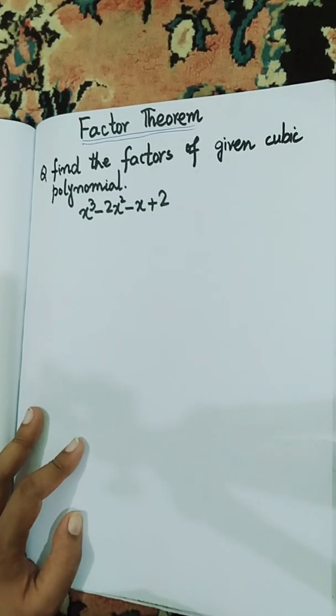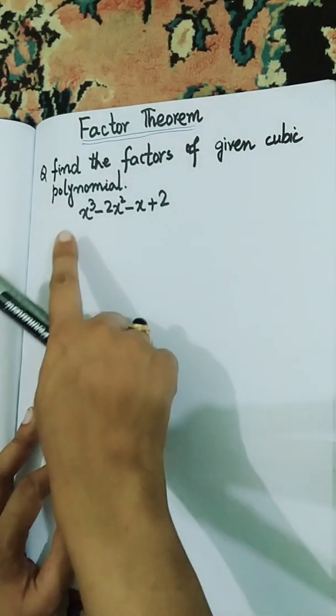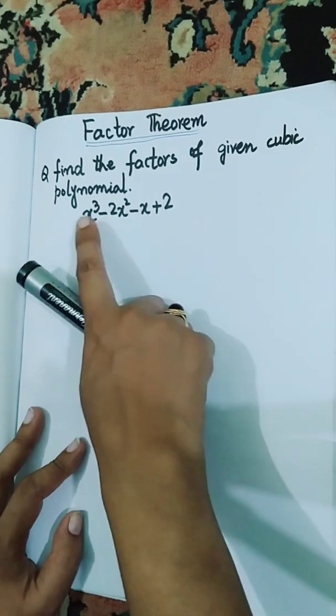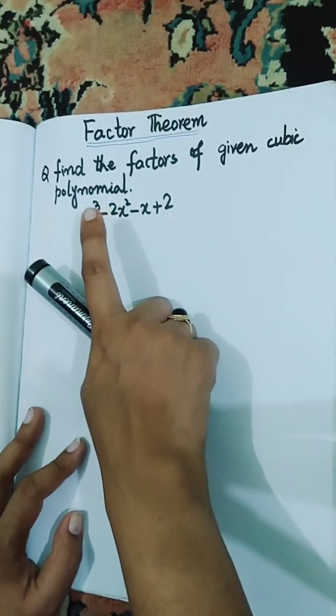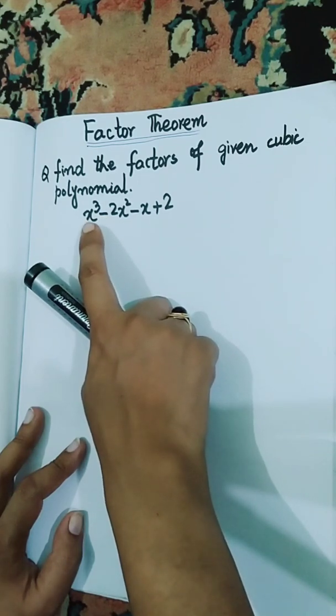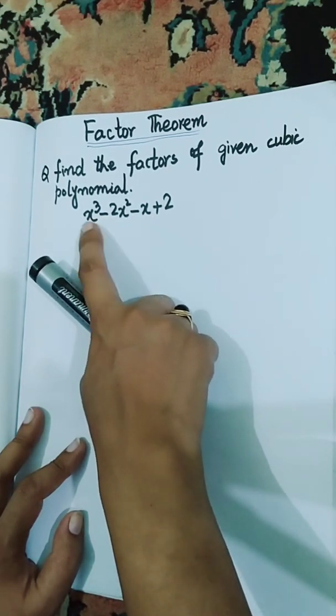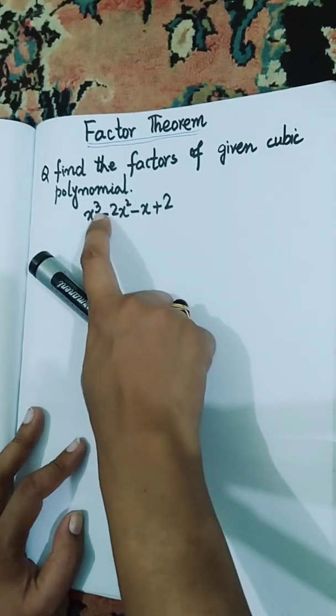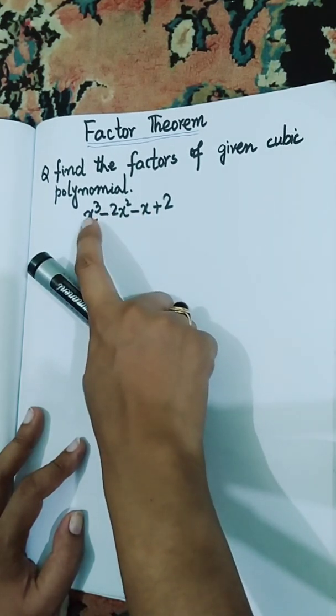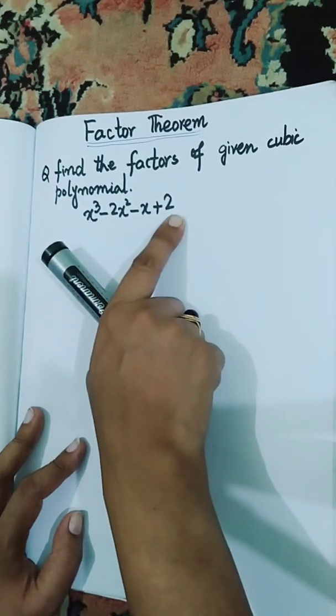First I am going to talk about what a cubic polynomial is. Cubic polynomial means that the expression must have the variable with the highest degree as 3. So this is the polynomial with the highest degree as 3, and this is known as a cubic polynomial.